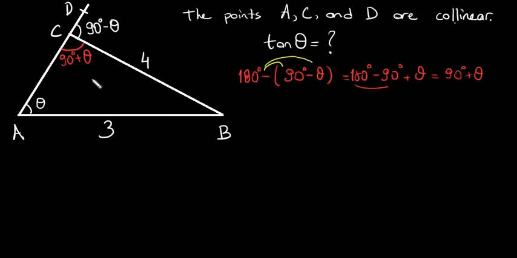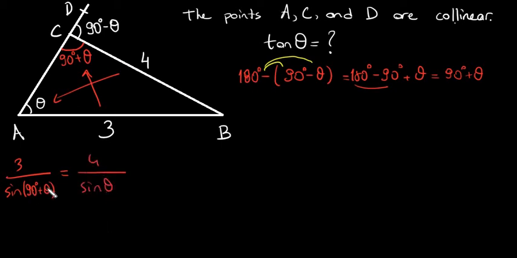So now we can use the law of sines. 3 over sine of 90 degrees plus theta is going to be equal to 4 over sine of theta. This is an obtuse angle, so we can make it an acute angle. So we are going to draw our axes and find in which quadrant 90 plus theta is. Let's assume that theta is an acute angle, because as you see, theta must be an acute angle. The sum of these angles add up to 180 degrees. If this is obtuse, then theta must be acute. So 90 plus theta is going to be in the second quadrant.